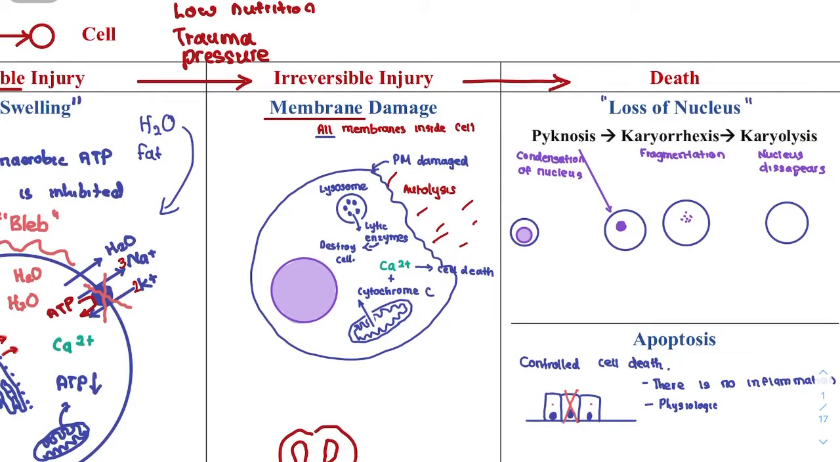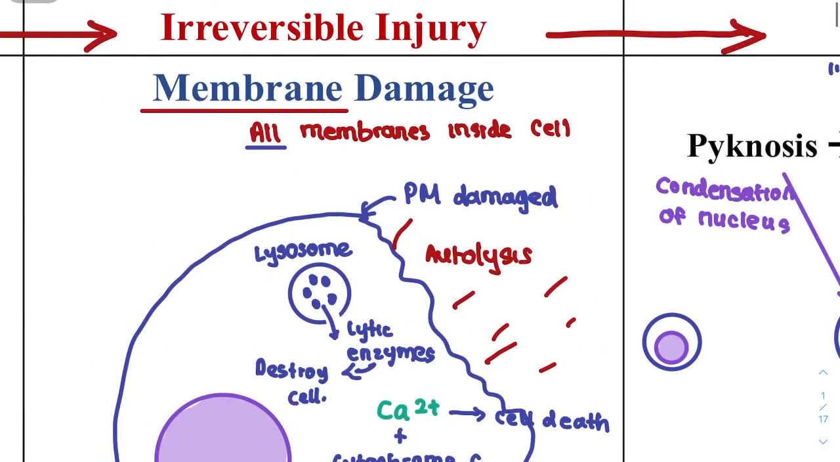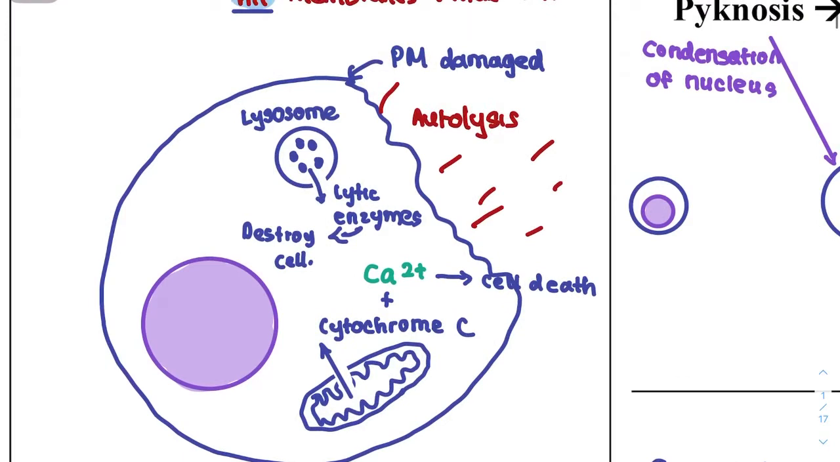Next comes irreversible injury. The hallmark of this is membrane damage. I want you to understand, this talks about all membranes inside the cell, not just the plasma membrane. There are 3 main membranes I'm going to talk about. One is the mitochondrial membrane. That's going to be damaged, and it's going to release cytochrome C. Next, the lysosome membranes are damaged, releasing lytic enzymes, and these lead to cell death. In addition, the plasma membrane is damaged, causing leaking of the cell.